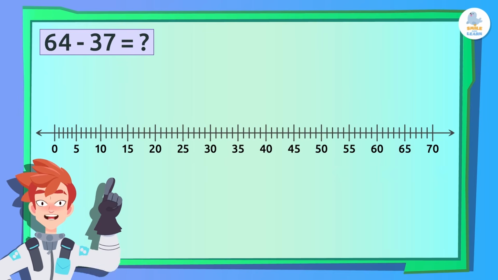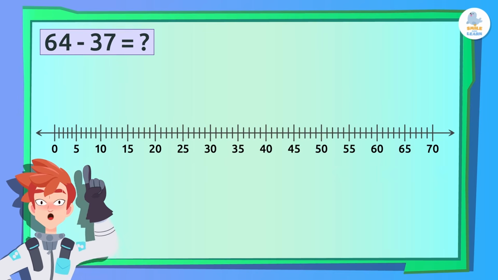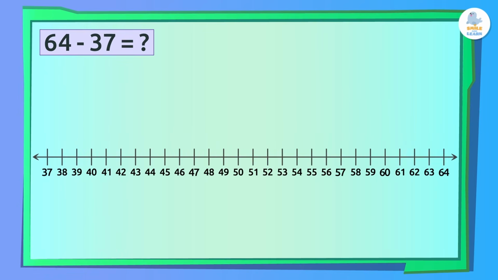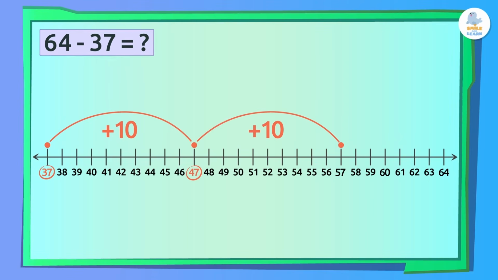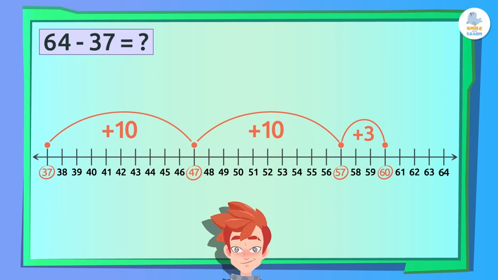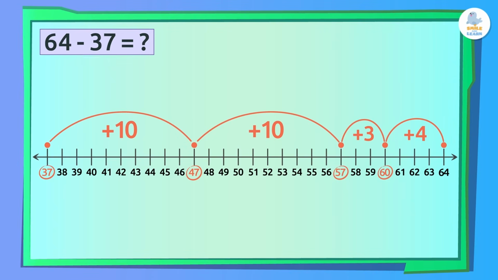We start at 37 and jump forward until we get to 64. First, we jump 10 to get from 37 to 47. Another big jump of 10 takes us to 57. Next, we'll make a small jump of 3 to get to 60. We're gonna get dizzy with so much jumping. Finally, we make a small jump of 4 to get to 64.